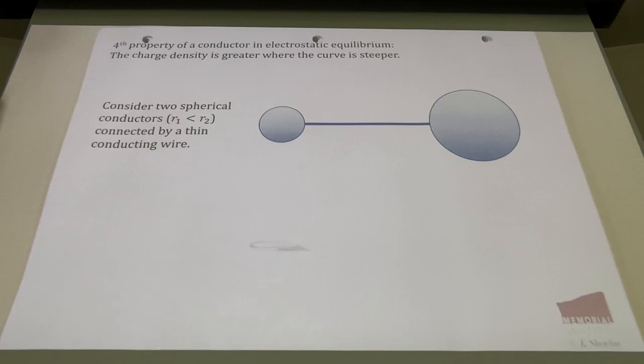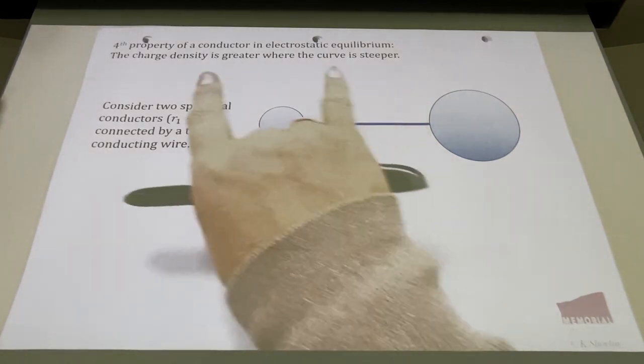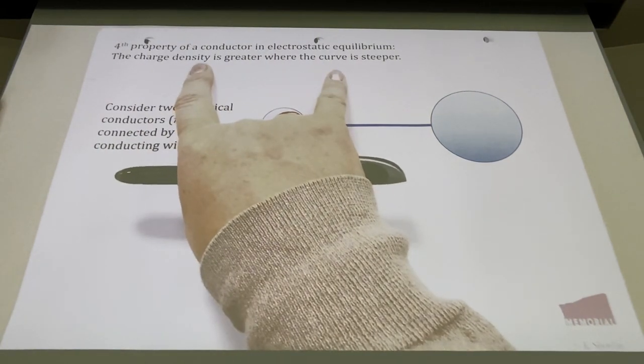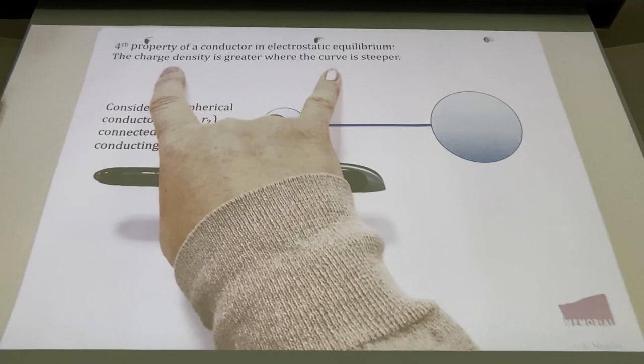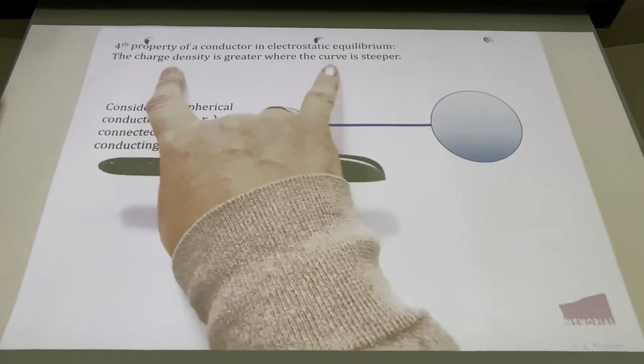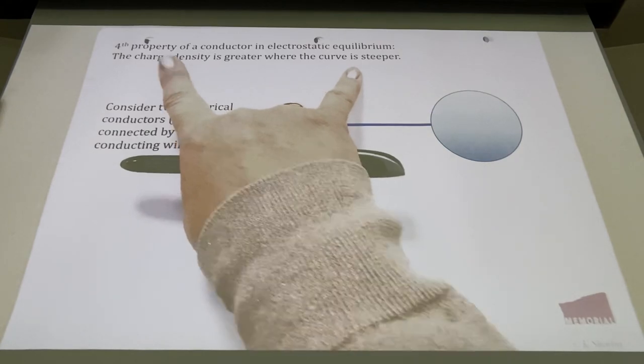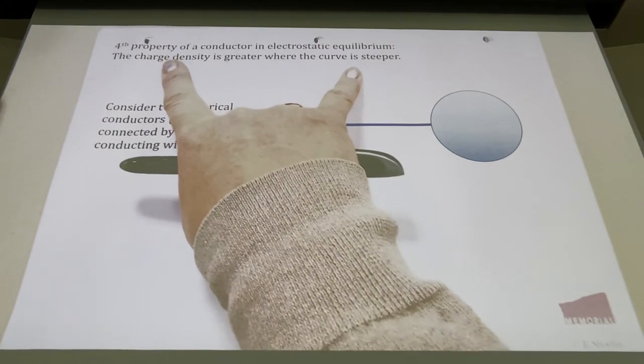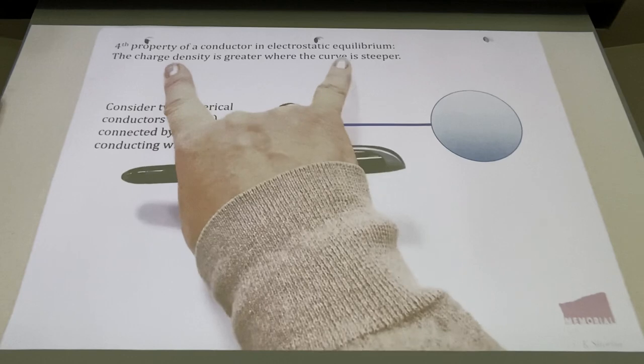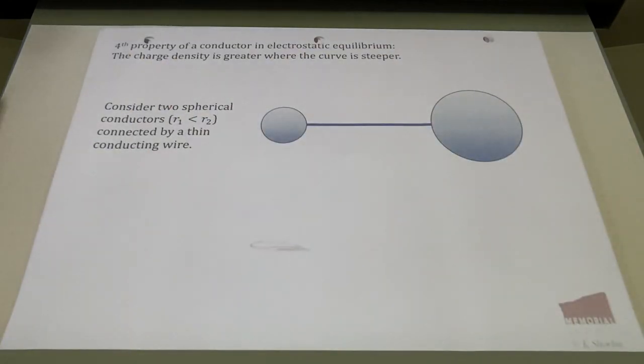When we talked about properties of conductors in electrostatic equilibrium, we went through the first three in our electric field chapter, our Gauss's law. Now we're coming back to the fourth property, which says that the charge density, sigma, is biggest where the curve is steepest. And if you take that a step further, we know the electric field depends on the charge density. So if density is big, the field is big. That's where we're going on this slide.